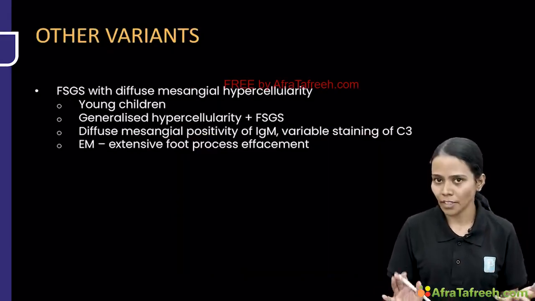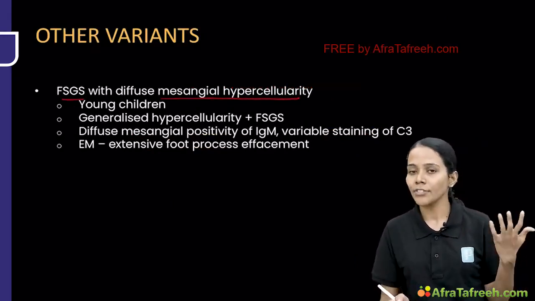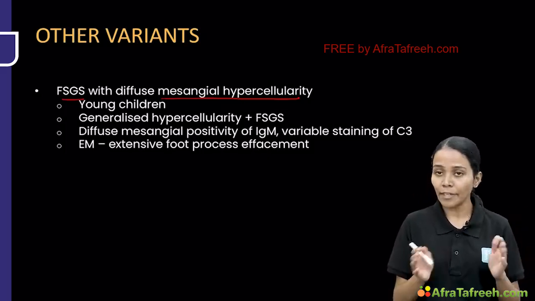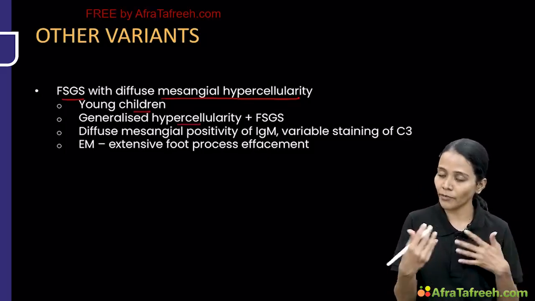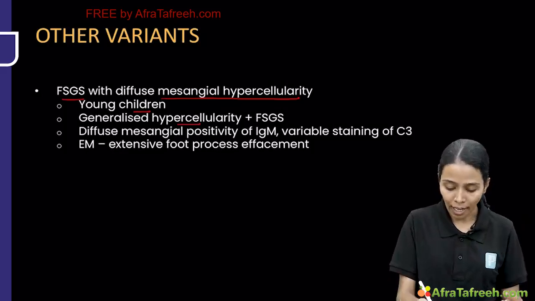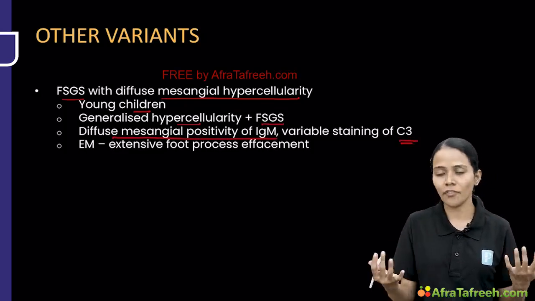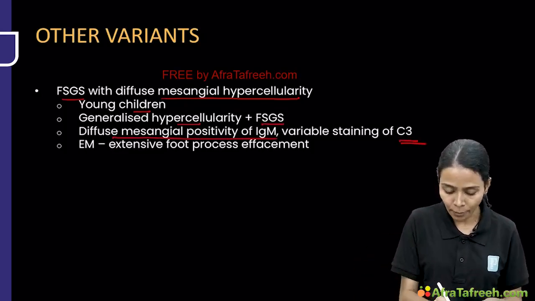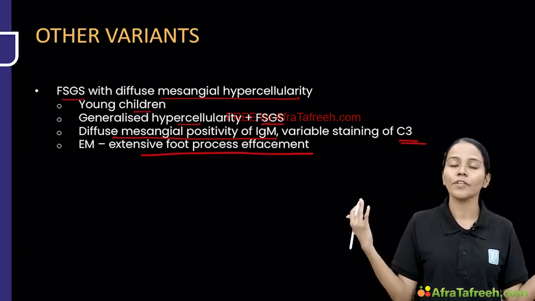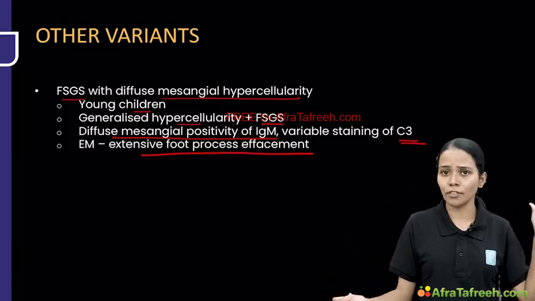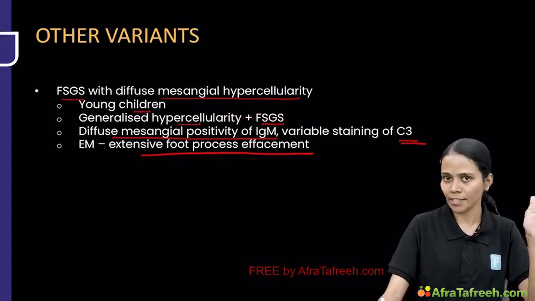Now there are some other variants which are not very important. First is FSGS with diffuse mesangial hypercellularity. So we saw that generally mesangium is unaffected in FSGS, right? But here it can happen. So it's mostly seen in young children with generalized hypercellularity involving mesangium, endothelial, everything, along with FSGS. So there is diffuse mesangial staining of IgM and variable staining of C3. So that is what is seen. And electron microscopy is going to show extensive foot process effacement in this condition.